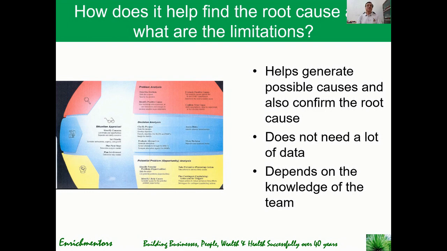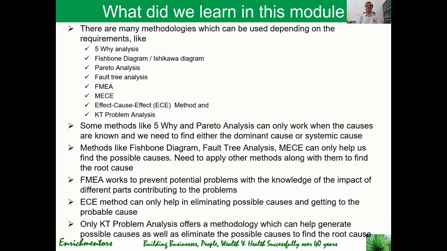So what did we learn in this module? So we learned that there are many methodologies that can be used depending on the situation and requirement, like 5 Why, Fishbone, Pareto, fault tree analysis, FMEA, MECE, ECE, and KT. Some methodologies like 5 Why and Pareto analysis can only work when the causes are known. We need to find either the dominant cause or systemic cause. That's where these methodologies work. Methods like fishbone diagram, fault tree analysis, MECE can only help us generate the possible causes. Need to apply other methods along with them to find the root cause.